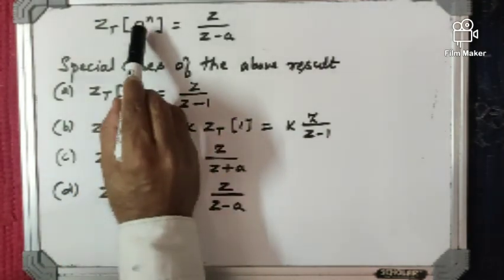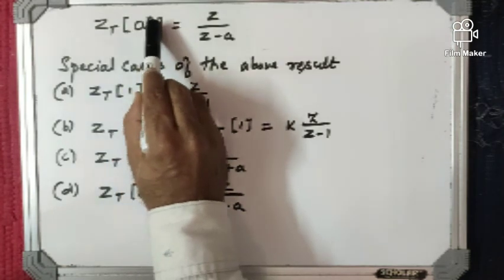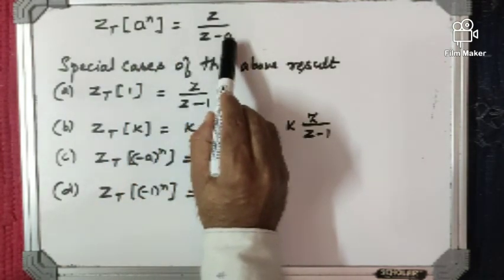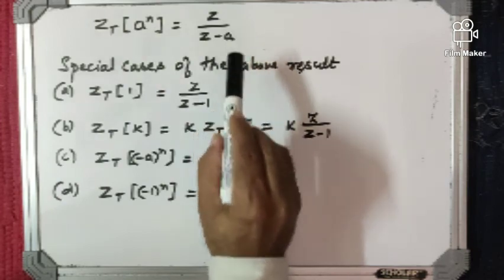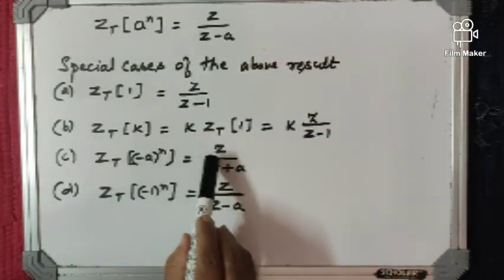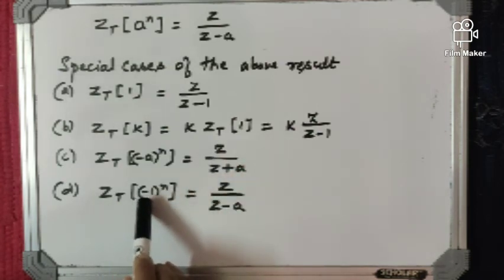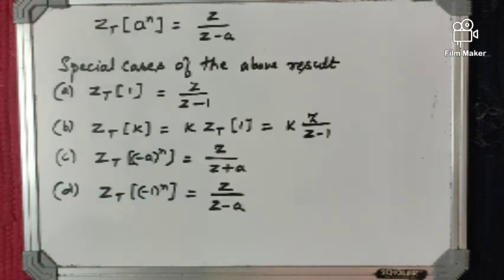Similarly, if I replace a by minus a, what happens? Minus a power n becomes z by z, replacing a by minus a, minus into minus is plus a. So therefore Z transform of minus a whole power n is z by z plus a. Similarly, Z transform of minus 1 power n is z by z plus 1. So these are some special cases of the result Z transform of a power n is equal to z by z minus a.